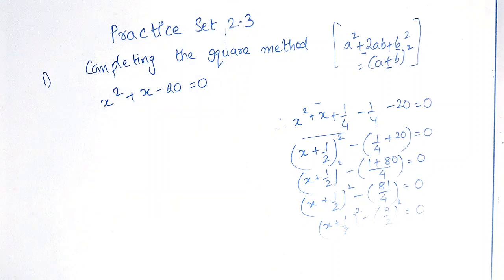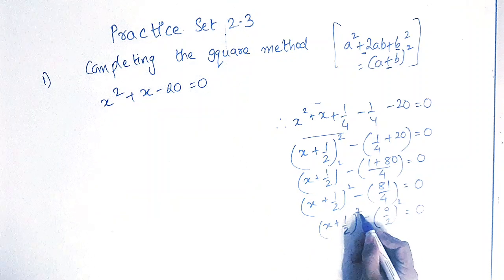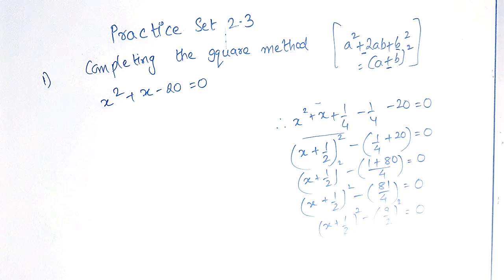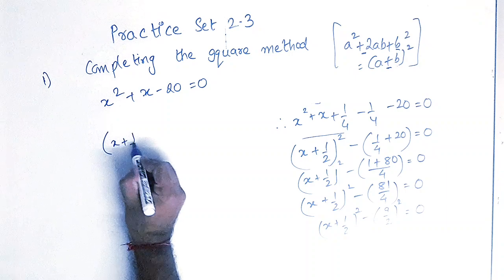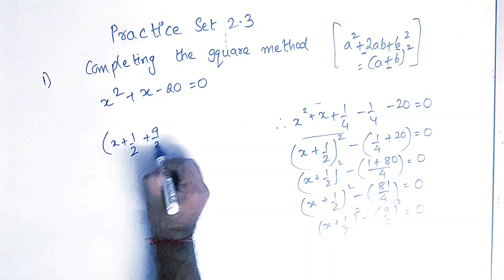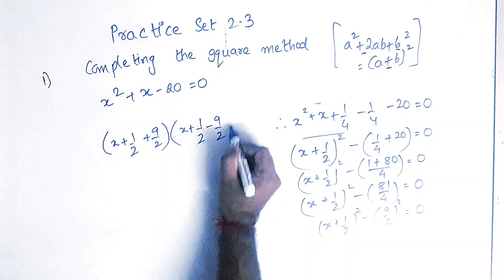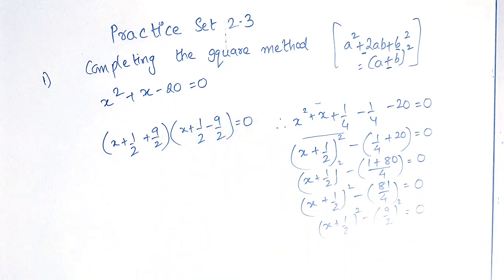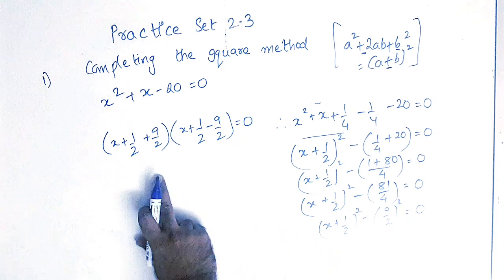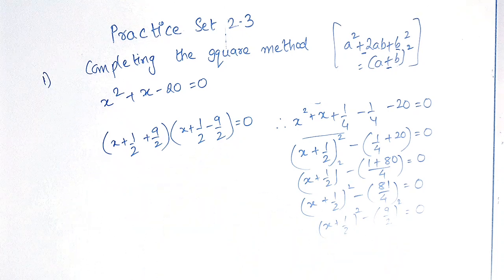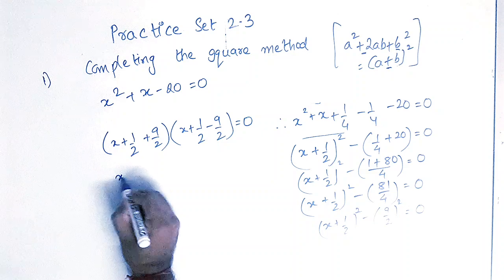So now if you see, this is in the form a square minus b square. After getting this we will certainly get this in the form a square minus b square. So what is the formula for a square minus b square? It is a plus b, a minus b, yes or no? Equals to 0. So we have written a plus b, a minus b. So now solving is easy.